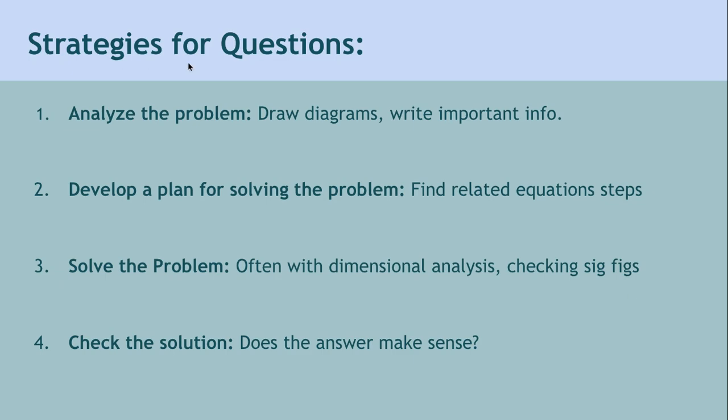Looking at some general strategies for these types of questions and also questions in general, you want to first analyze the problem, so not necessarily drawing diagrams in this specific concept, but writing down important information like how many moles you have of each element. Then you're going to want to develop a plan for solving the problem, so this could be finding related equations and also the steps to determine whether you need the formula weight or the percent composition. And then you're going to finally solve the problem with what you deduced from analyzing and developing a plan. And you can often use dimensional analysis for this, but in this case you really just want to focus on checking sig figs. And then lastly, you're going to check the solution and just ensure that your answer makes sense.